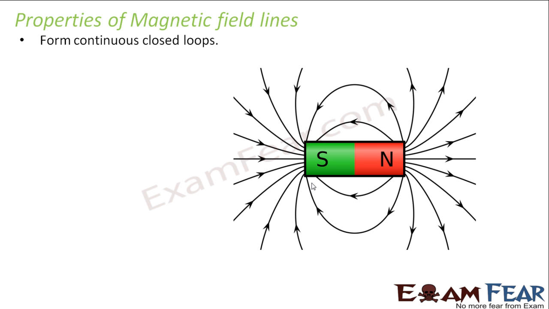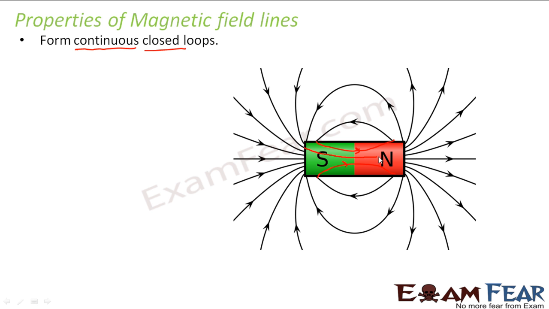They form continuous closed loops. This is very, very important. Continuous closed loops. That means, if you look at it, outside it is from North Pole to South Pole, and inside it is from South Pole to North Pole.